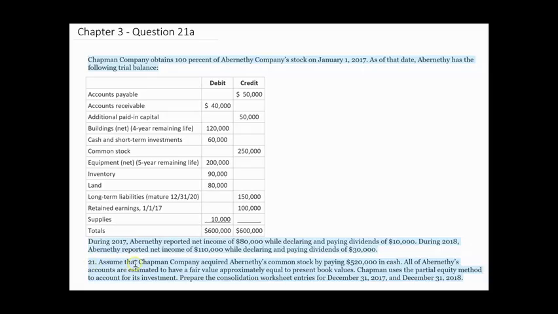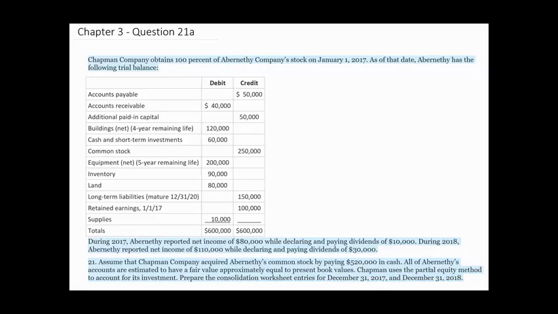Alright, so the question is, assume that Chapman Company acquired Apple's common stock by paying 520,000 in cash. So this is the total consideration transferred from the parent company to the subsidiary company, and this is also the fair value of the consideration transferred. All of Apple's accounts are estimated to have a fair value approximately equal to present value. Chapman used partial equity method to account for its investment. Prepare consolidated entries for December 31st, 2017 and December 31st, 2018.